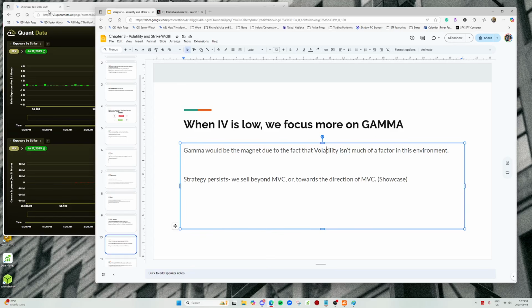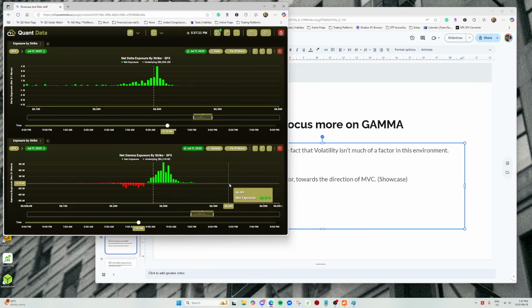MVC showcase, it would be right here, right? It would be right here. This is what we're kind of looking at, right? You're selling puts and then you're just going to sell calls beyond 6,300 because based on gamma blooming, the gamma effect, gamma expansion is something we call, we're not likely to surpass the 6,300.